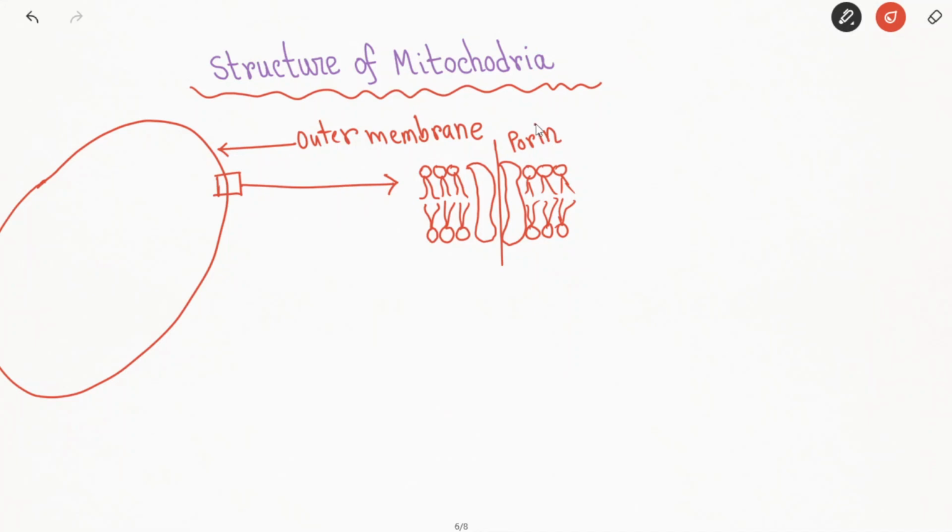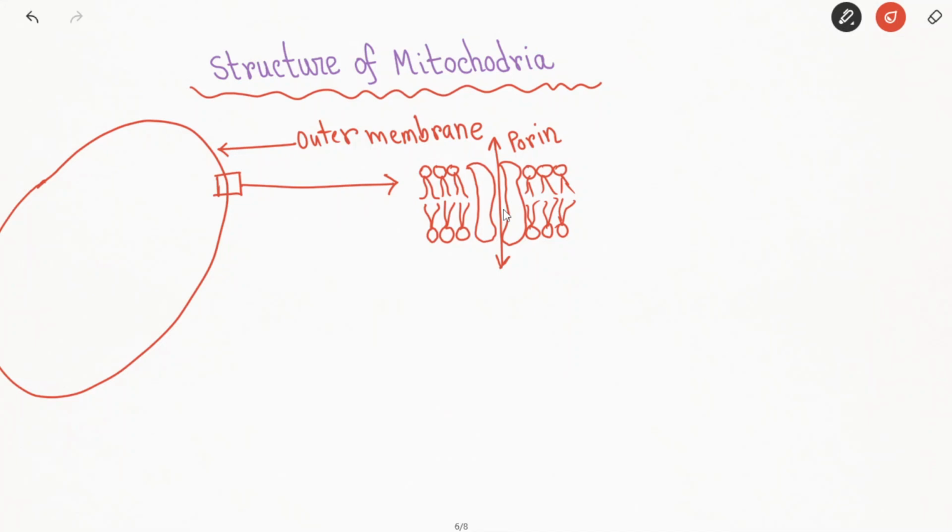P-O-R-I-N, porin. Due to the presence of this protein channel, ions and small proteins can cross this membrane easily. Remember, this is a very important point: due to the presence of these porins, ions, small compounds, and other compounds, and small proteins can also cross this membrane easily.